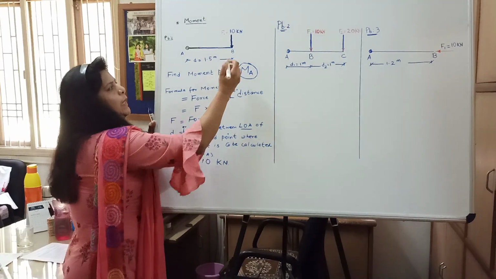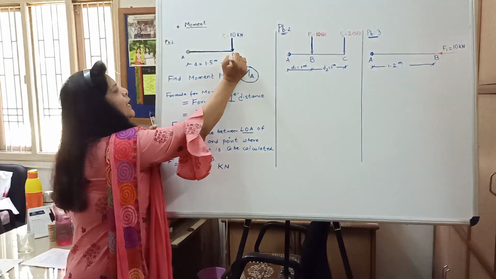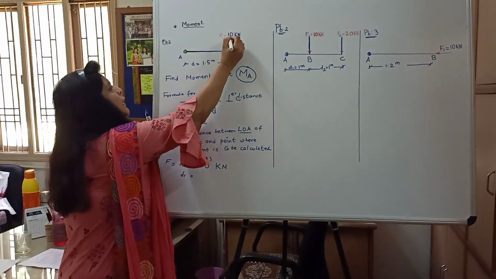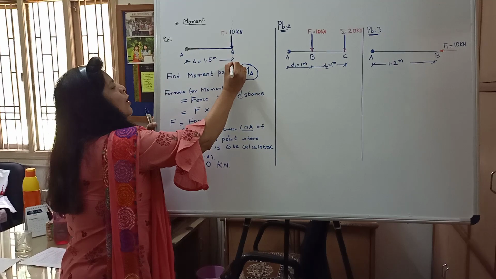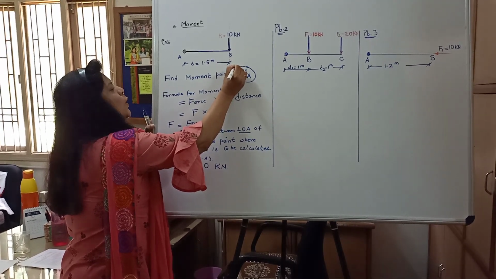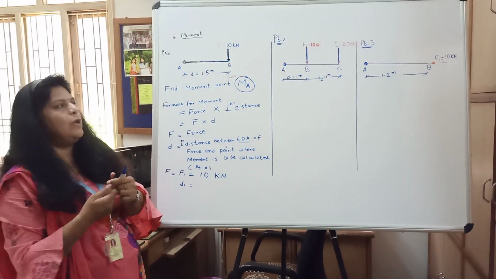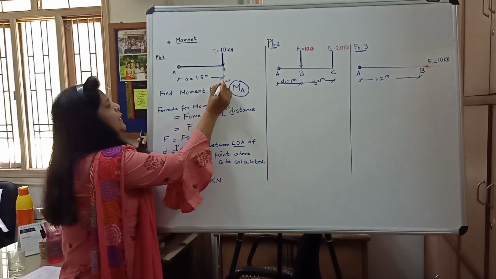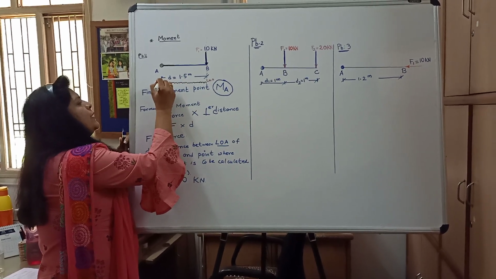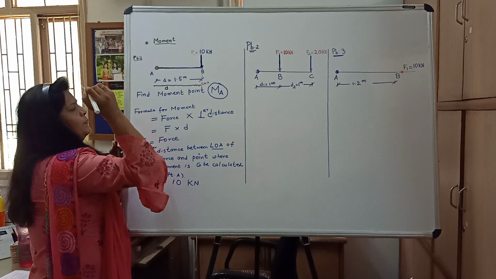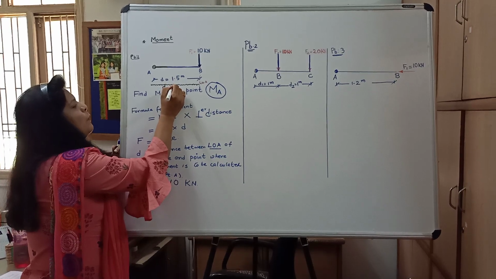So force is acting at point B. We can extend it in the forward direction and in the backward direction. This line is called the line of action. So what will be the distance? The distance will be between the line of action and the point at which moment is taken, that is point D. This will be our perpendicular distance, which is equal to 1.5.